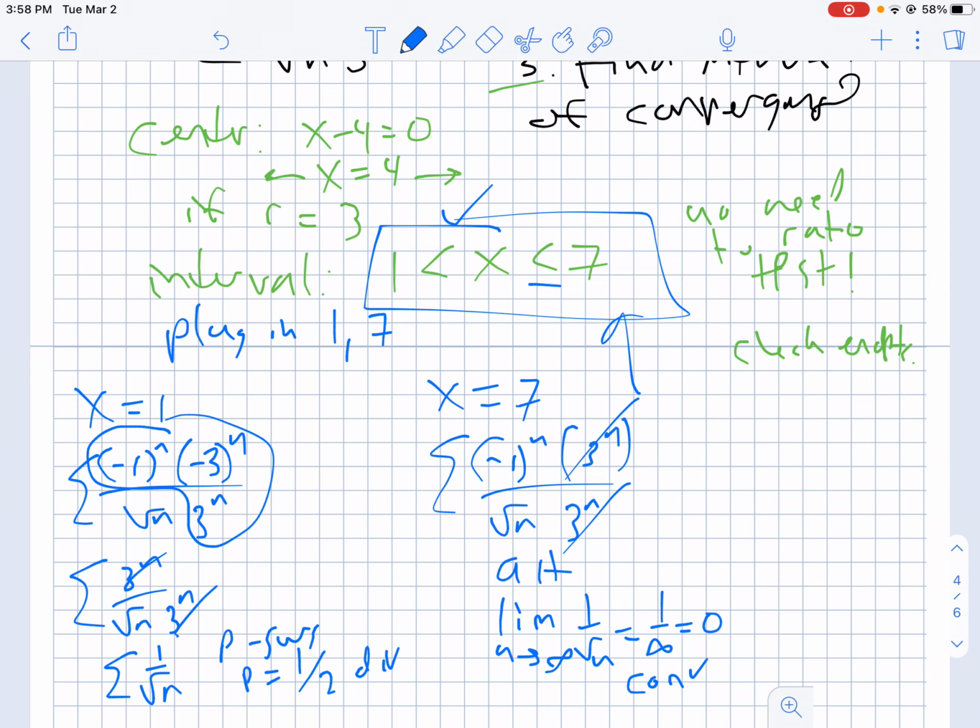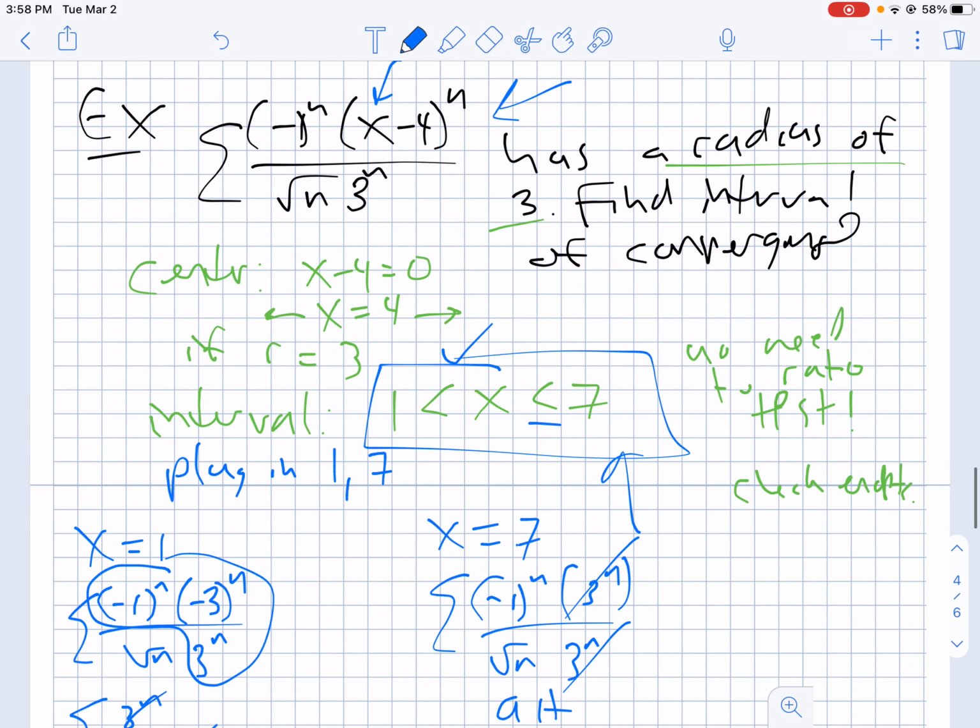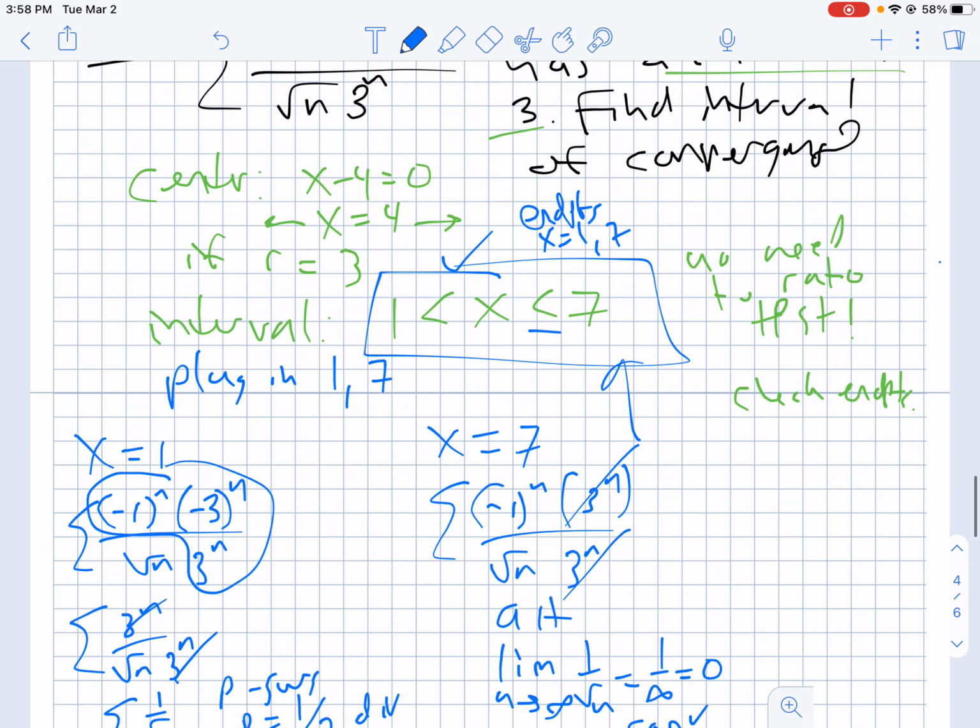So notice how much faster it is if we already know what the radius is, because we can just jump straight to the endpoints, going 3 in each direction, being 1 and 7, and then just check those two.